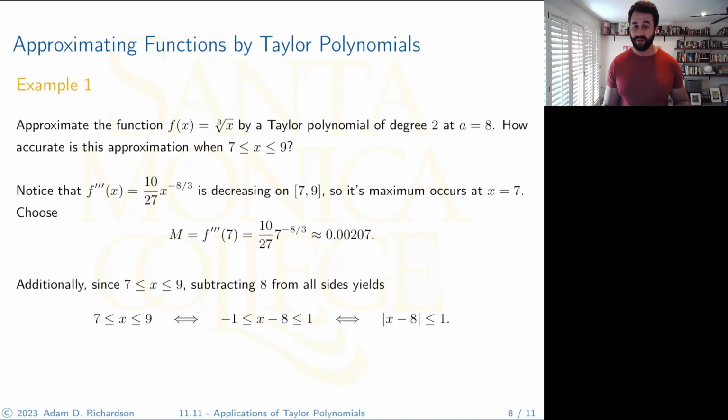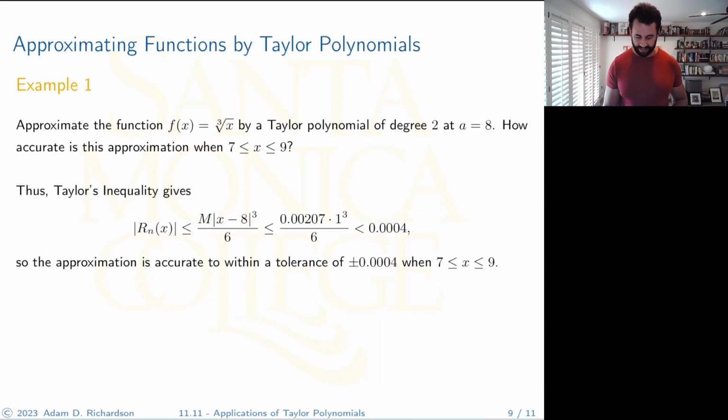Okay, so what we know here is that the distance between x and 8 is less than or equal to 1 on this interval. So that means that x minus 8 cubed is less than or equal to 1 cubed. So at this point, we can just plug in what we know. This is going to be less than or equal to this value. We found a decent choice of m right here. And we know that x minus 8 is less than or equal to 1. And then this gives us this right here.